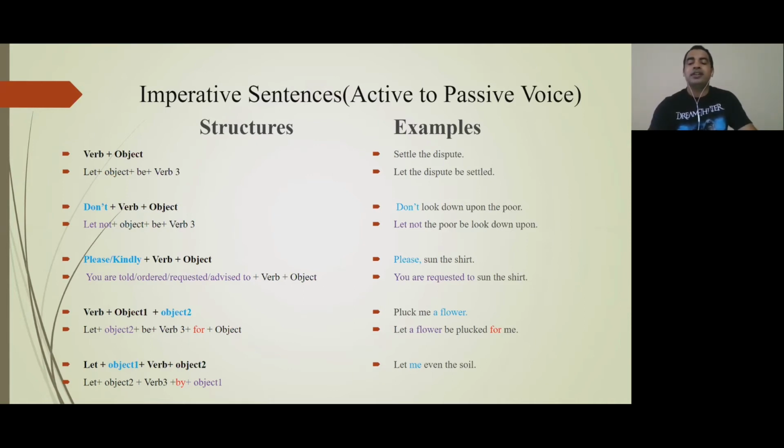What is the comparison between the earlier rule and the present rule? The two different rules are double object with verb, but here double object with let. So it will be let the soil be even by me. My dear students, even is a verb here, and you know even means to make equal. Well, thank you very much. I hope, my dear students, you understand the imperative sentence very clearly. I have given here the 5 structures with examples.